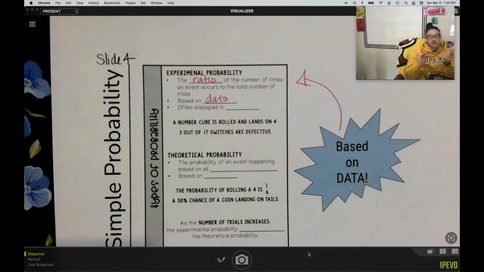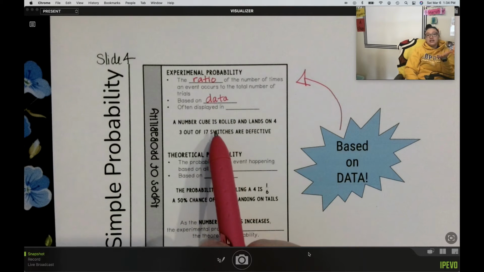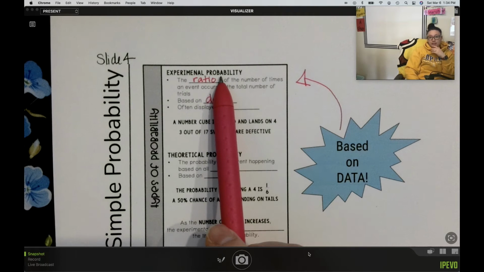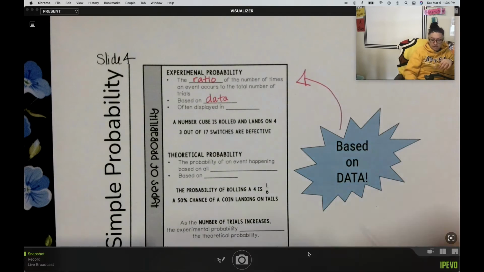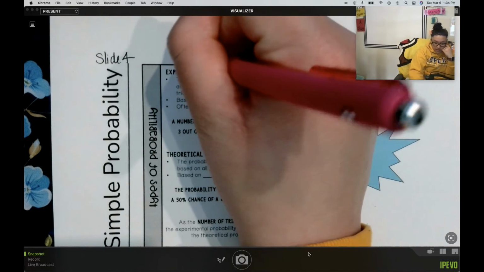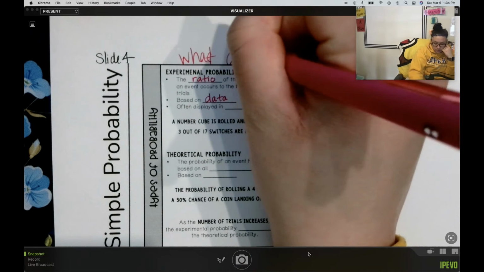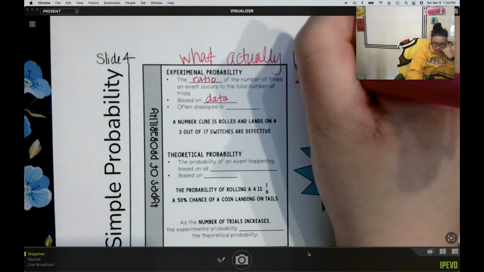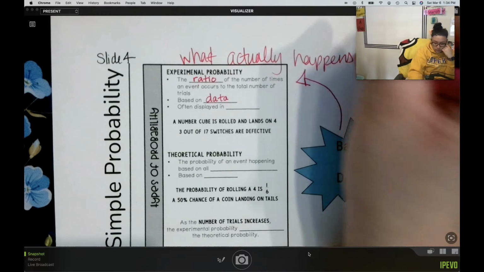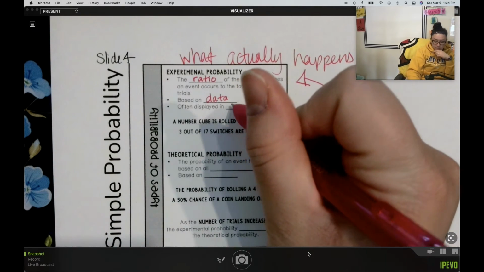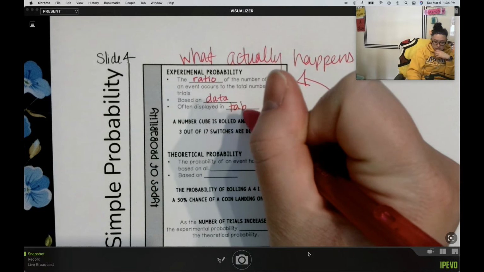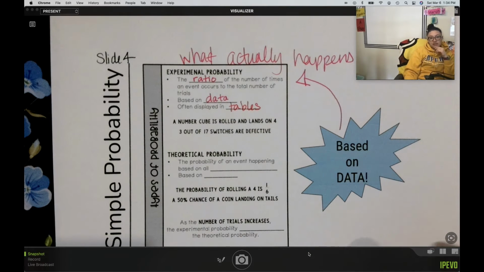If they give you information in a table, they have tally marks somewhere, they told you that there was a school survey, this is their information from the survey. If they give you data, if they give you information, that makes it experimental. Experimental is what actually happens. Like I said, it's often displayed in tables.